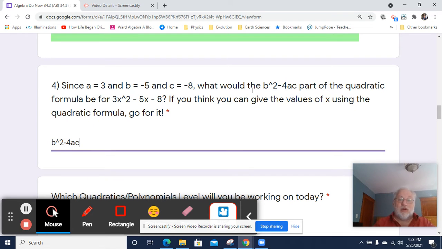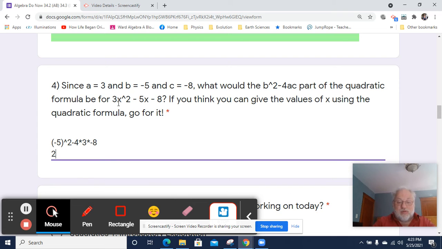Okay, so I'm going to go ahead and take it all the way to solving the quadratic formula too. But let's start dealing with things here. So b is -5. And then a is 3. And c is -8. Okay, now we've got to simplify all of this.